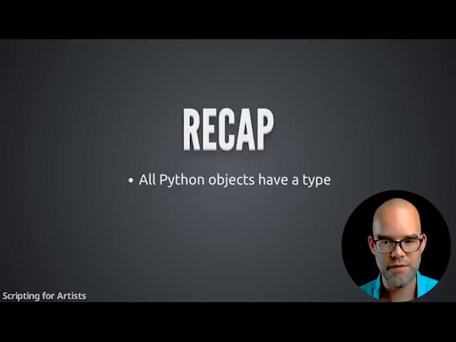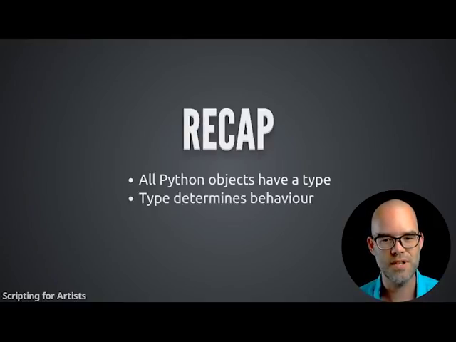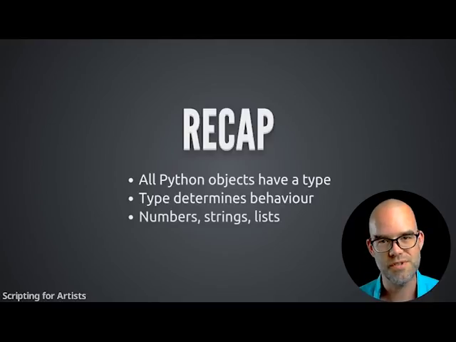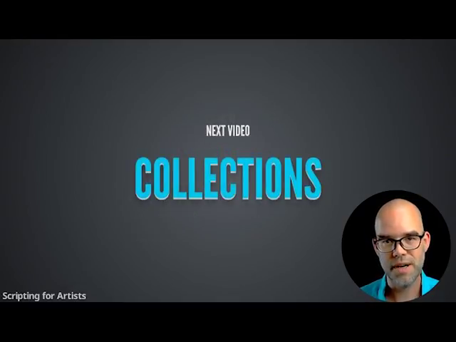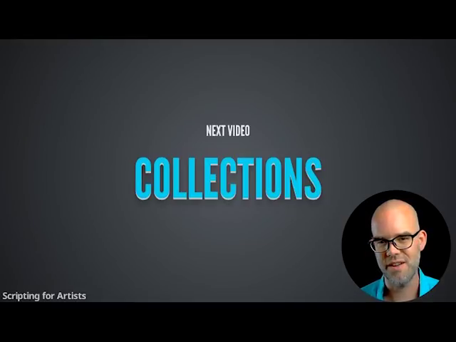So to recap, we've seen that all Python objects have a type, and that that type determines the behavior of the object and the operations you can perform on it. We've seen some standard Python types like numbers and strings and lists, and we've also looked at a very common Blender math utils type called vector. So next video will be about collections. We'll look more detailed into lists and dicts and other useful stuff.